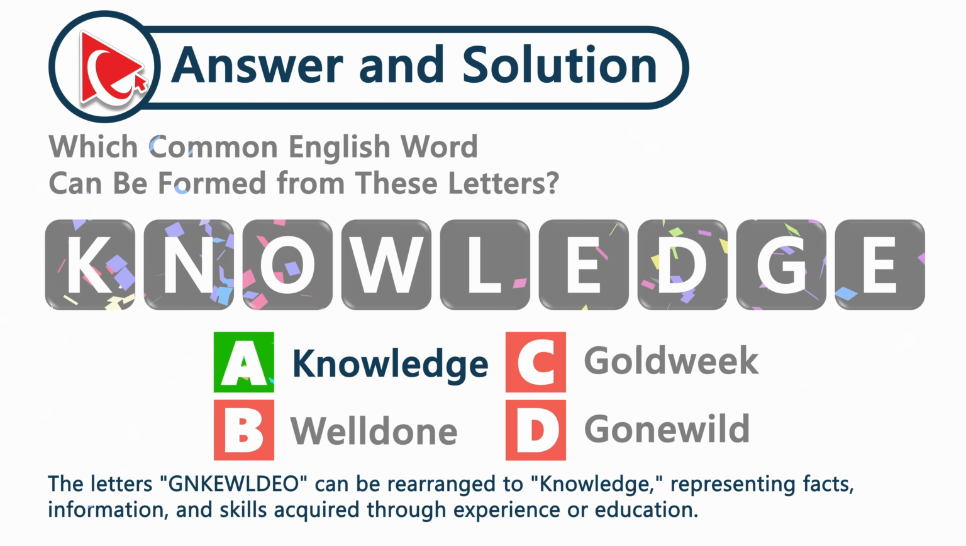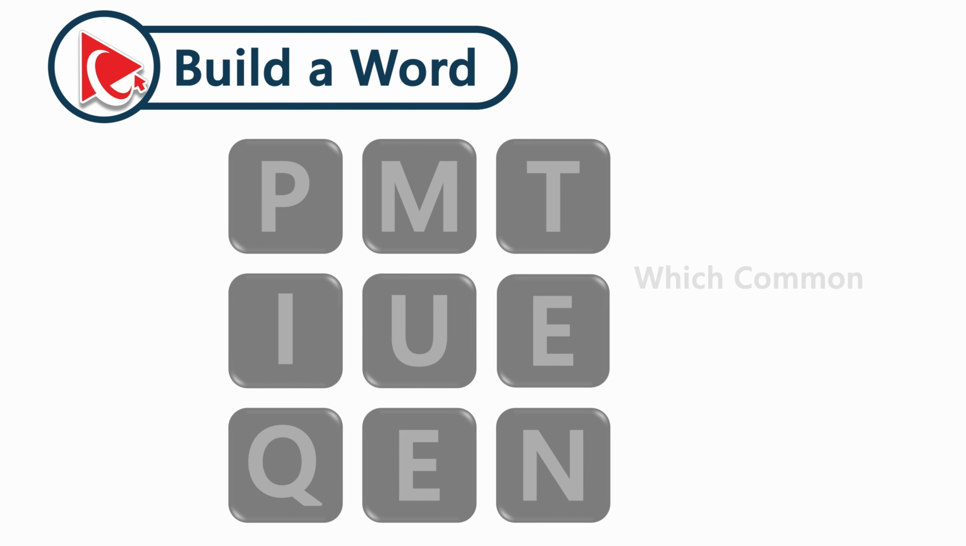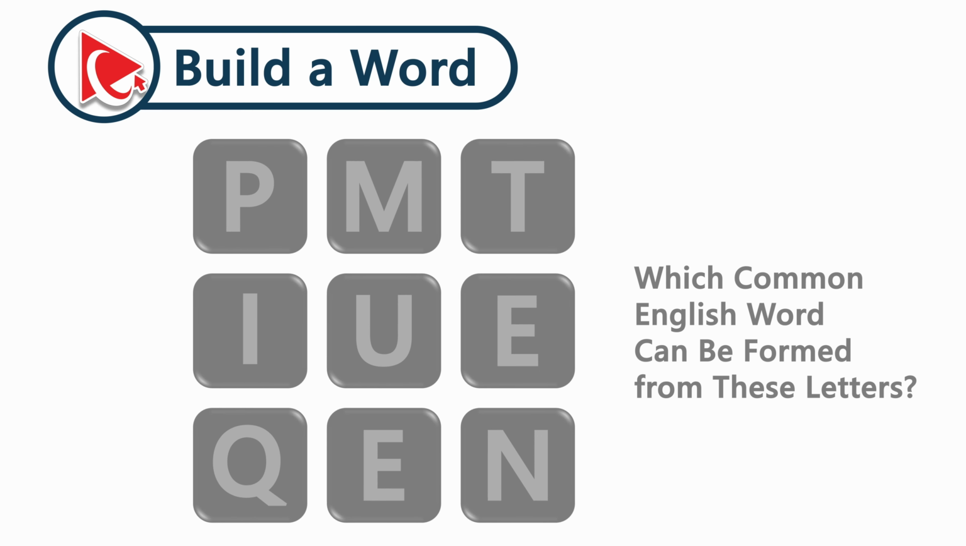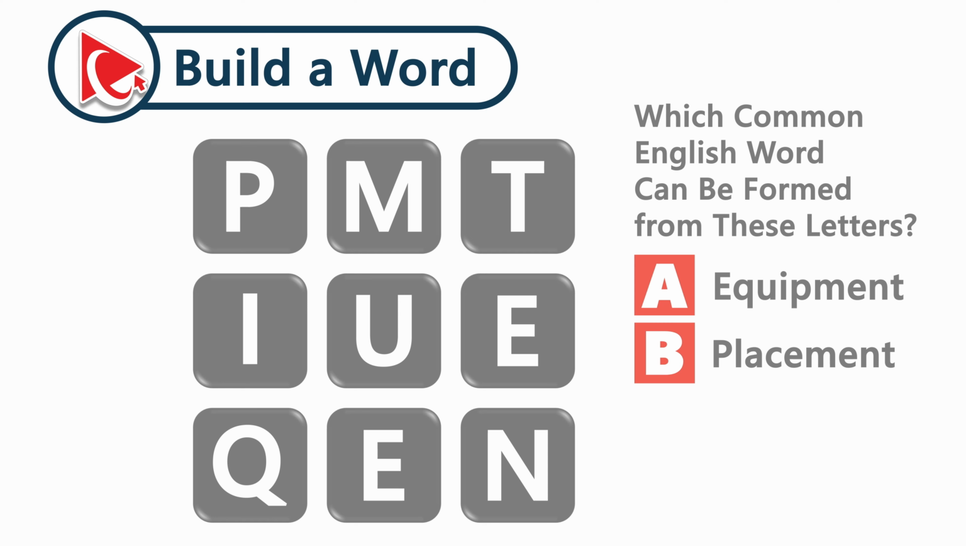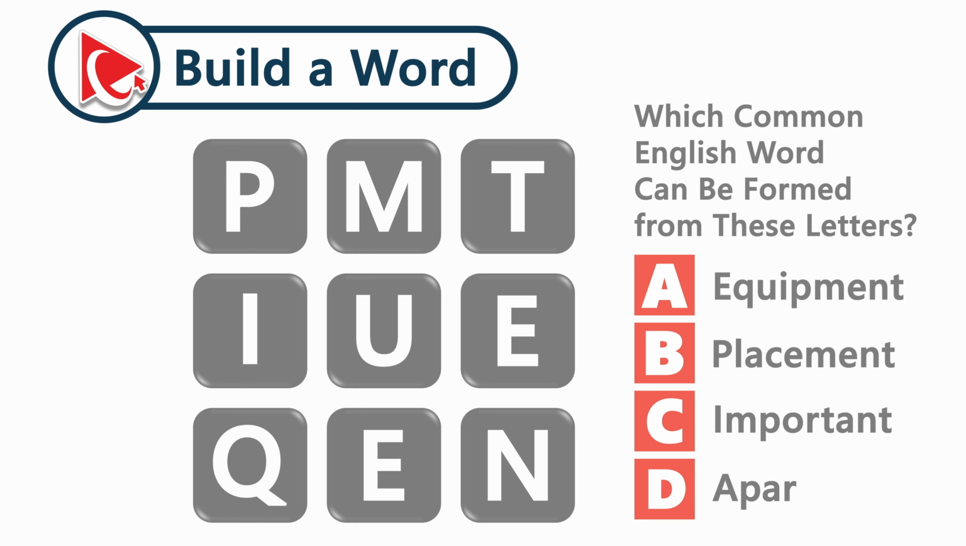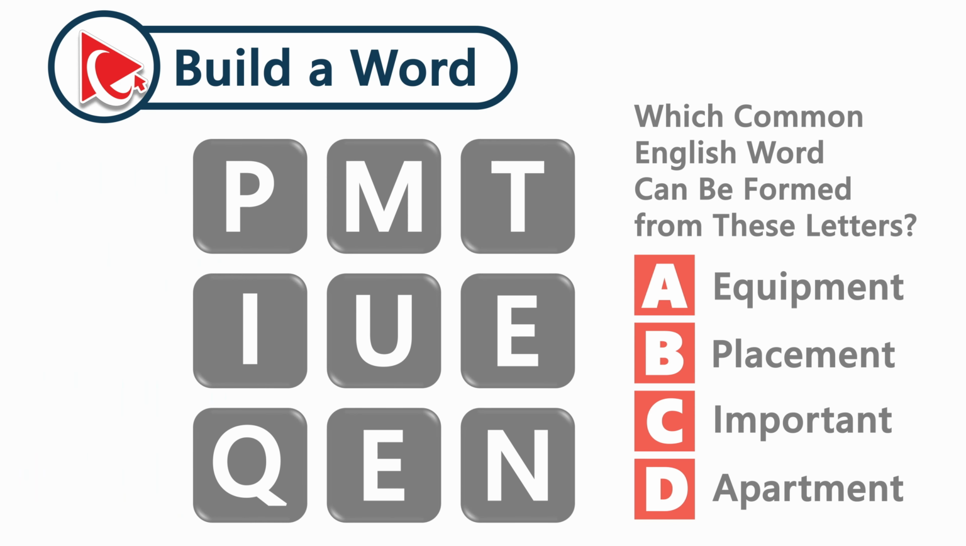I truly hope you got it right, but you might ask, what if I didn't? Ready to practice your skills? Try this question to see how you would do. You're presented with 9 letters, and you need to determine which common English word can be formed from those letters. The letters are PMT, IUE, QEN. And you have 4 choices to choose from. Choice A, equipment. Choice B, placement. Choice C, important. And choice D, apartment. Once you're certain with your answer, post it in comments, and I'll give you my feedback. Good luck with this intriguing challenge.